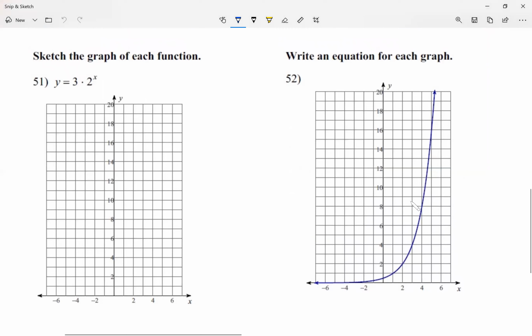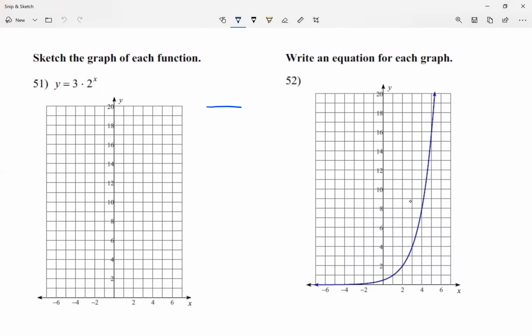Now, I'm going to do a chart of x and y values. So basically come up with coordinates, come up with points. My first y value is going to be 3. That's the number I want to start with. Now, for me to come up with the next number, each time I'm going to multiply it by the base. Let me multiply by 2.